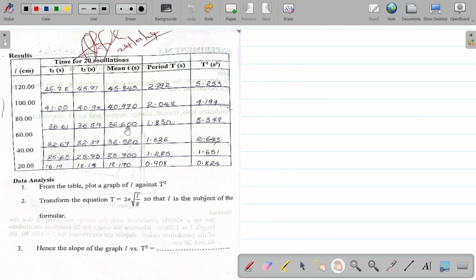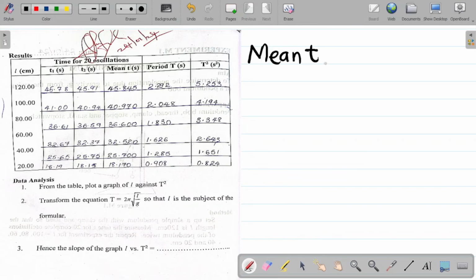So I'll use this particular manual to explain the whole concept. First things first, you have to fill up the column of the mean. That's here. Also, you have to fill up the column for the period, and also you have to fill up the column for T squared. The question is this: how do we fill up the column for each of this? Let's start with the mean t.